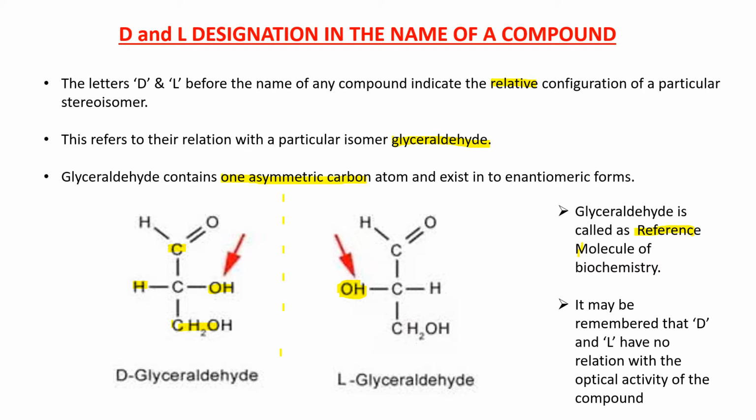So we can see that this forms two enantiomeric forms. First, in which OH is present on the right side, and second, in which OH is present on the left side. When in a compound the OH group is present on the right side, that compound gets the configuration D, so the name of the compound becomes D-glyceraldehyde. When the OH is present on the left-hand side, it gets the letter L and forms L-glyceraldehyde.